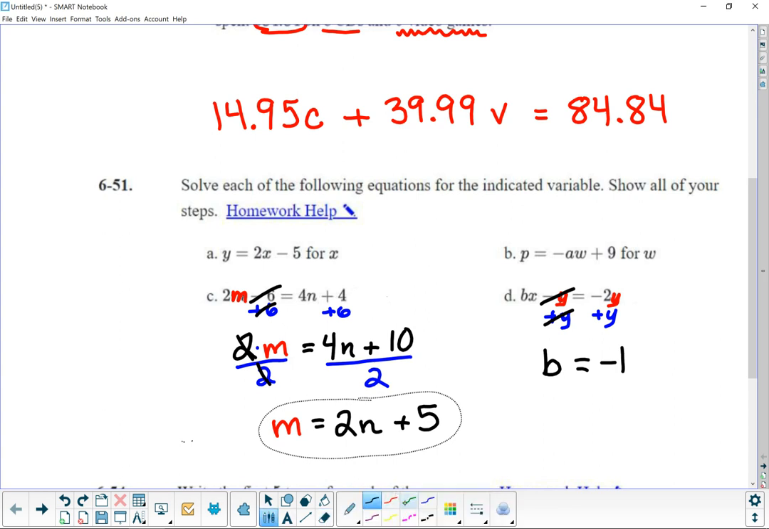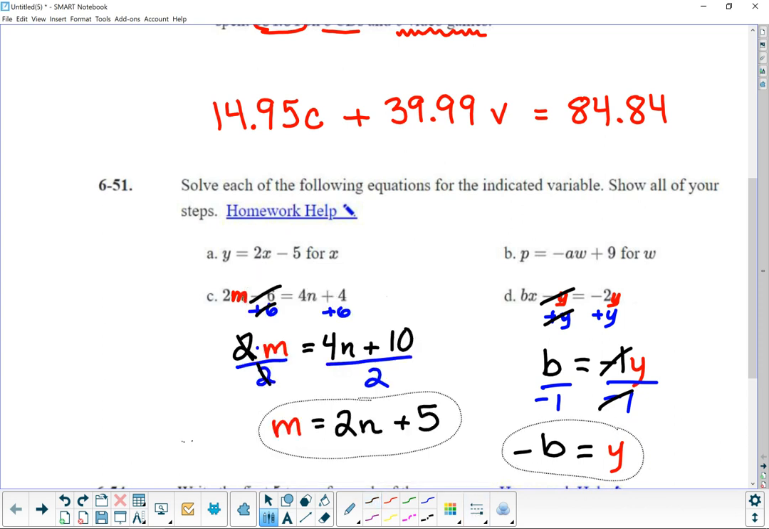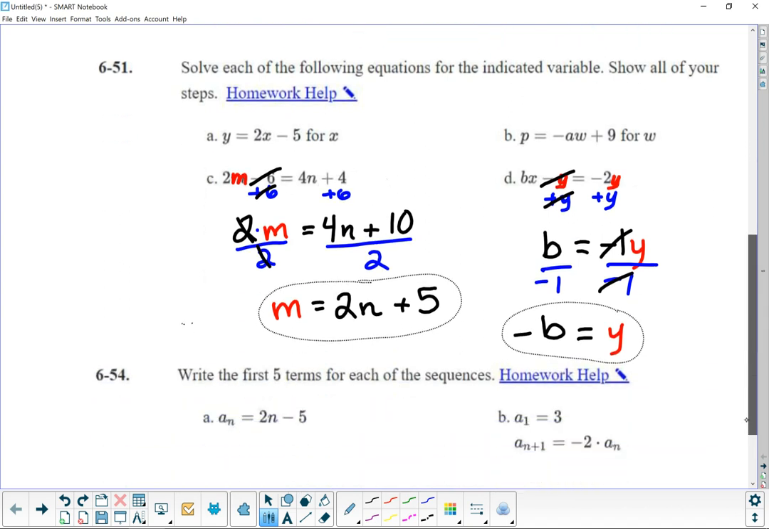Okay, and that y is what we need all alone. So in this case, we're going to go ahead and divide it by negative 1. And that's going to cancel out, even the negatives, and we're going to get y equals, and b divided by negative 1 is just negative b. Okay, and this is your final answer. Pause it if you need a little more time with it.